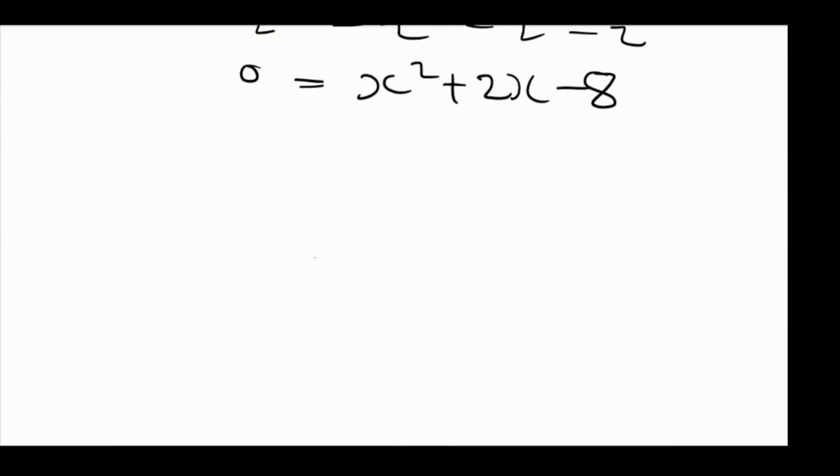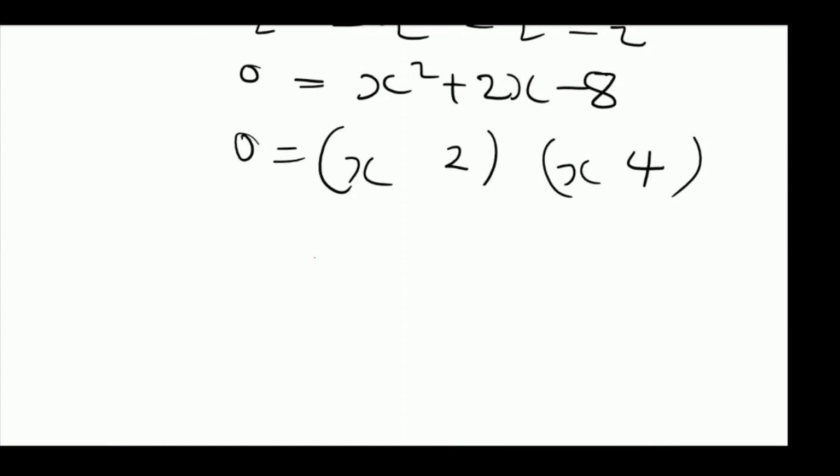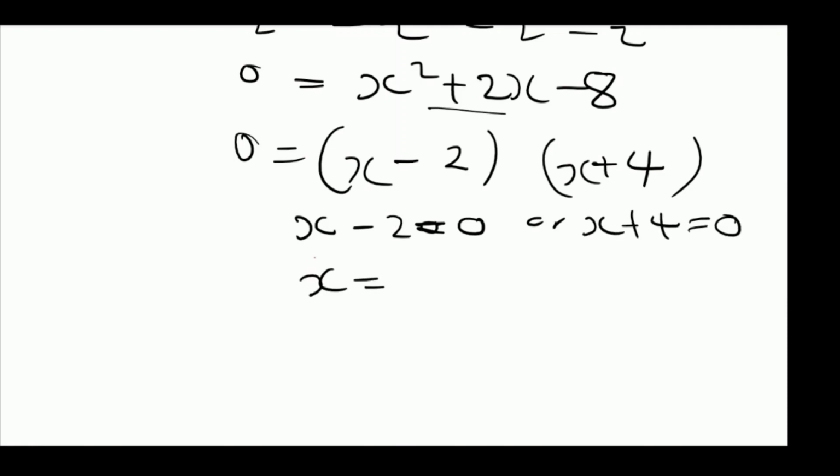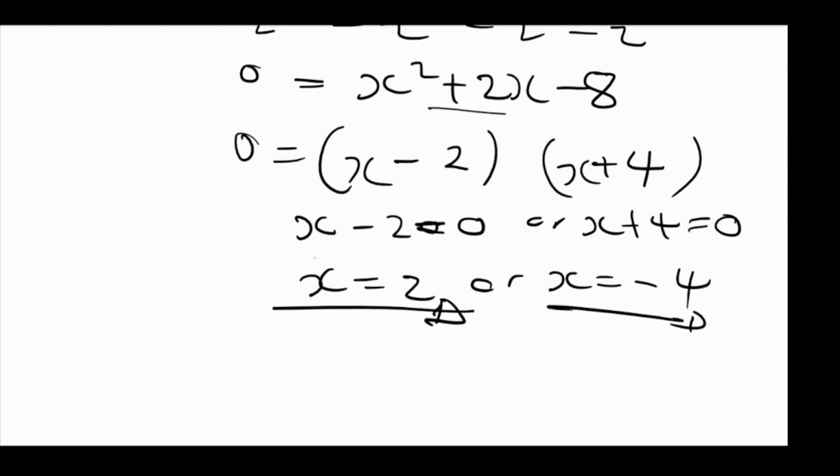So we're going to have 0 is equal to, we factorize this expression here, it's going to be x and x. We use 4 and 2. The middle term is positive, which means the larger term will be positive and this term will be negative. So x minus 2 equals 0, or x plus 4 equals 0. So x is equal to 2, or x is equal to minus 4. So these are your x-intercepts of f.